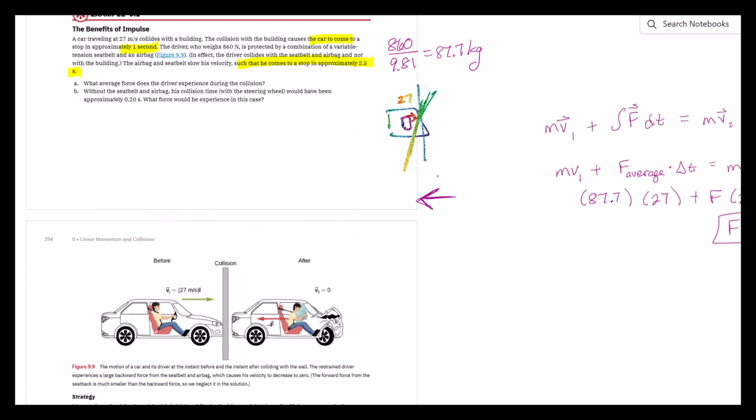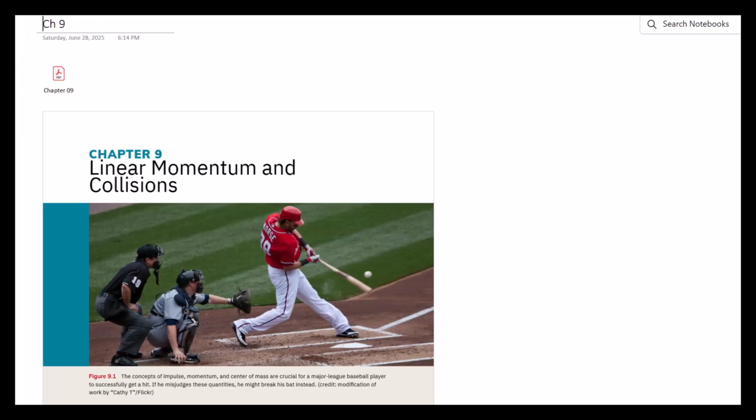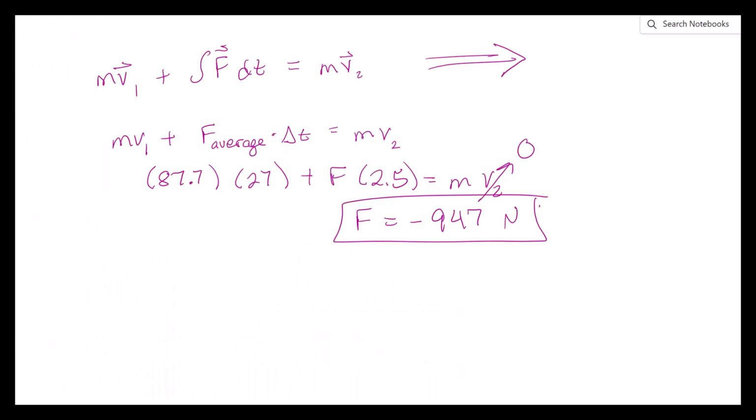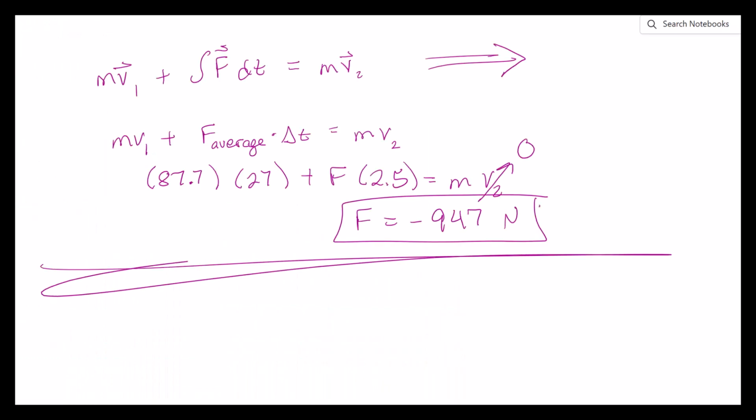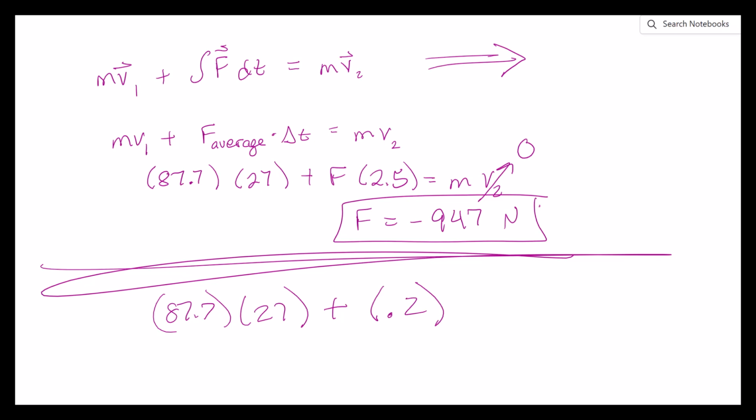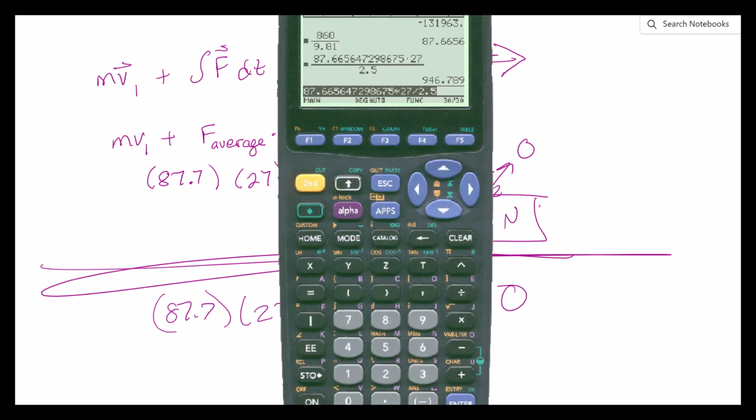Okay, so what did it say? 2.5 seconds? Yeah. Okay, so same thing, except now 87.7 and only 0.2 seconds. I'm 80% sure that's what that said, equals 0. So now we have this, instead of being divided by that, divided by 0.2. So now the force is 11,834.